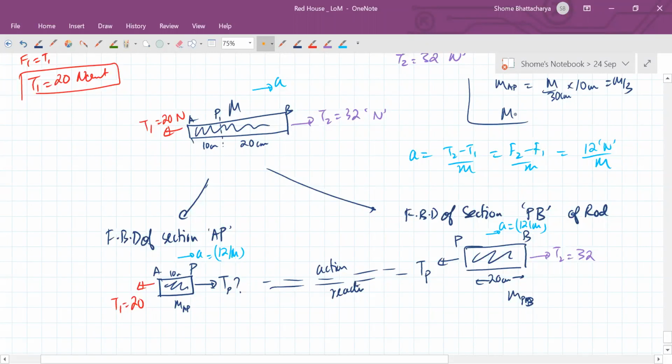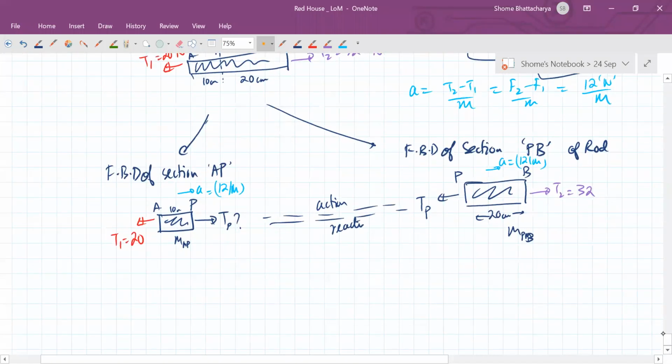And the mass of this section PB is again mass per unit length. It's a uniform rod, we'll assume, into the length of that section. So it's 2m by 3. So actually we need only one of these two. I've just shown you for demonstration. So either of the two will work out.